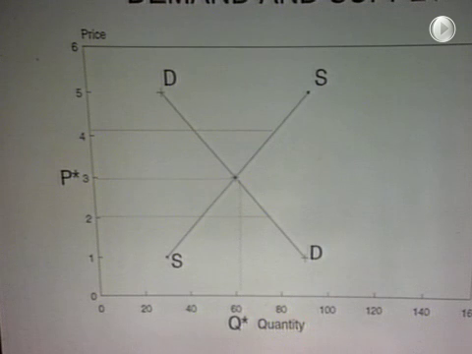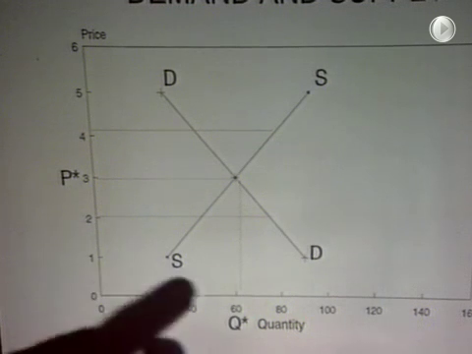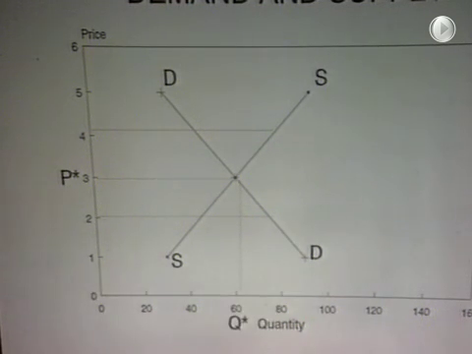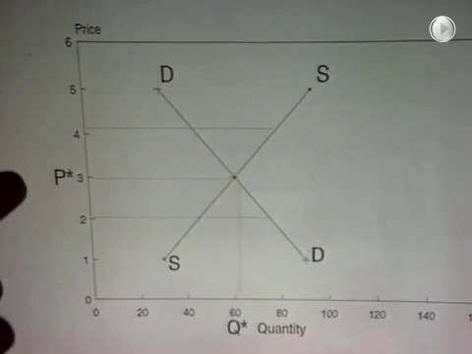The intersection of supply and demand is consistent with the desires of both suppliers and consumers, and hence gives us our equilibrium price and quantity at P star, Q star, the intersection of demand and supply. Now note firstly why that is the case.